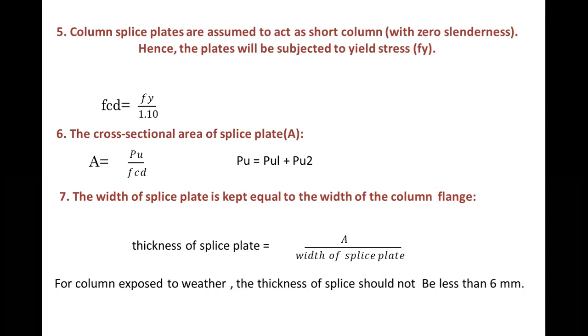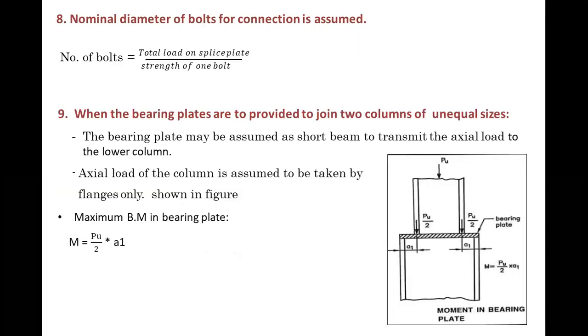Where PU is equal to PU1 plus PU2. Next criteria is the width of the splice plate is kept equal to the width of the column flange. So the thickness of the splice plate is equal to A divided by the width of the splice plate, right? For a column exposed to weather, the thickness of the splice should not be less than 6 mm.